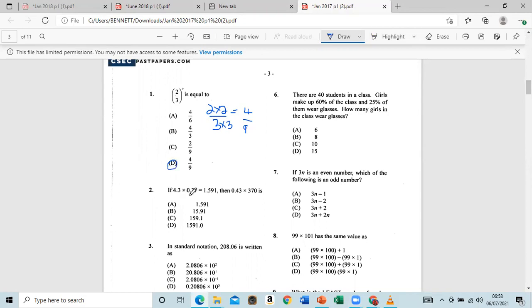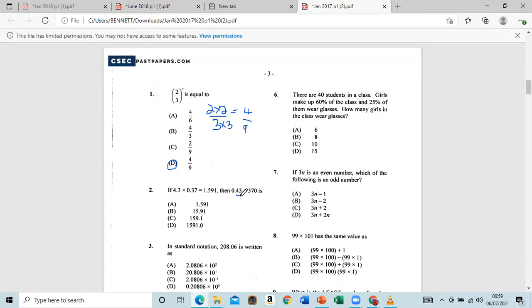If 4.3 times 0.37 is equal to that, then what is 0.43 times 370? What we need to do is count our number of decimal places. So we have 2 decimal places, so the one with 2 decimal places will give us the answer. Guys, you don't need to sit down and do that all day, alright?